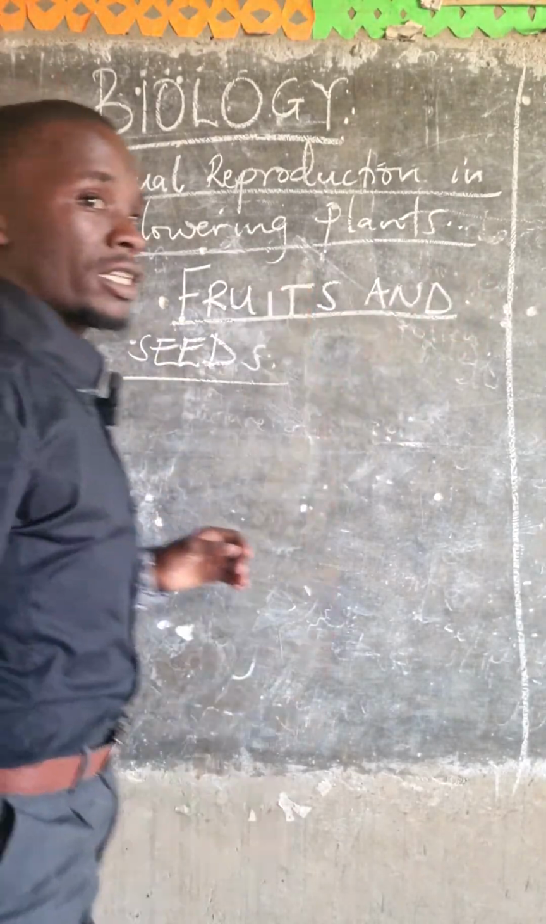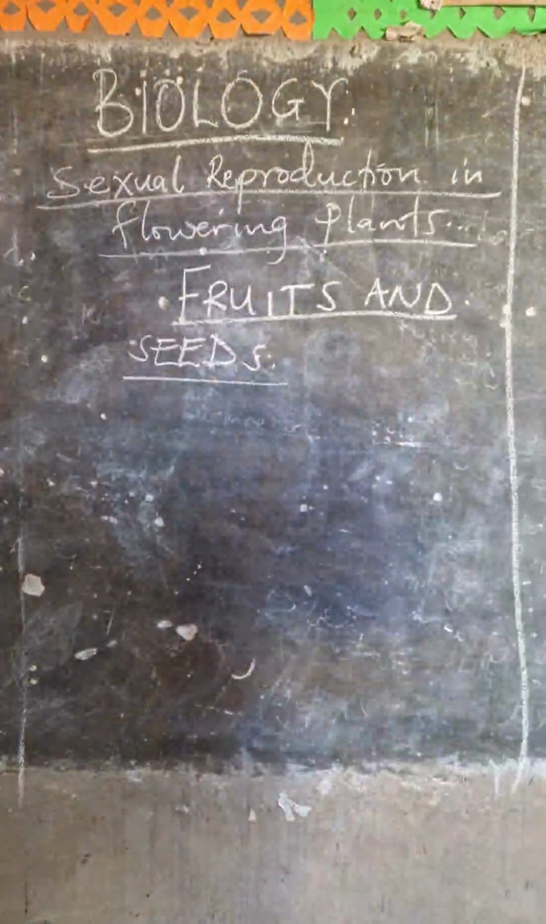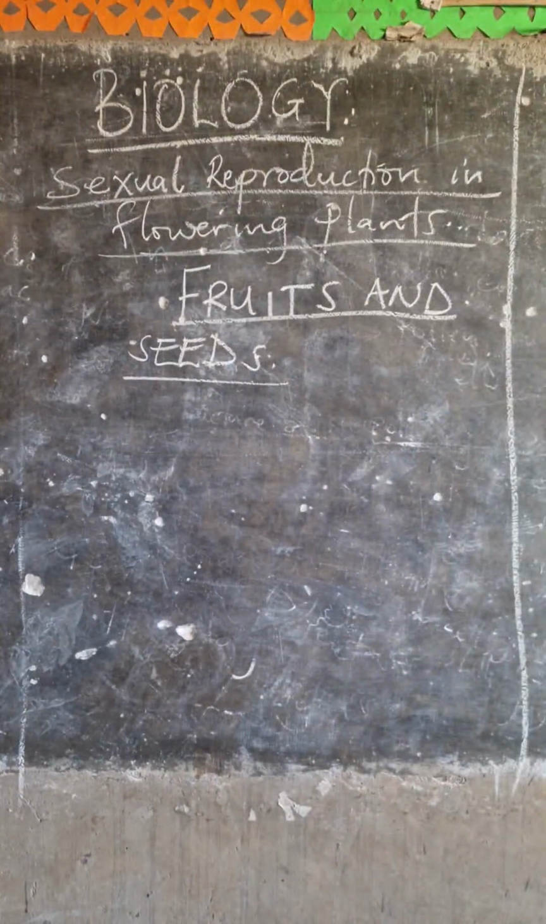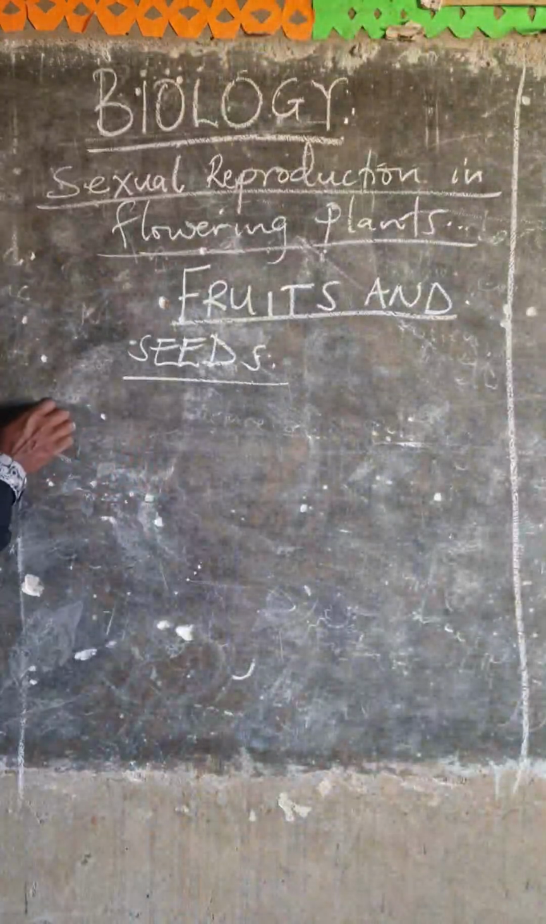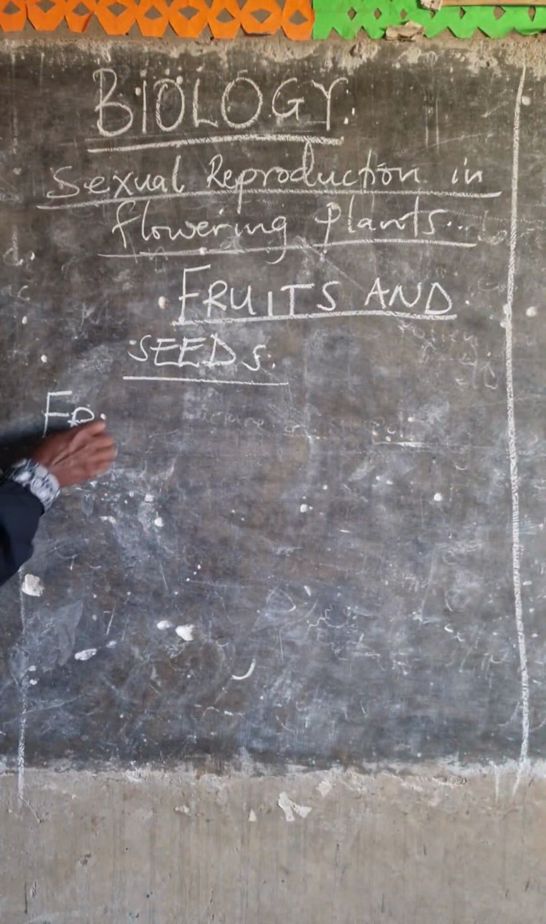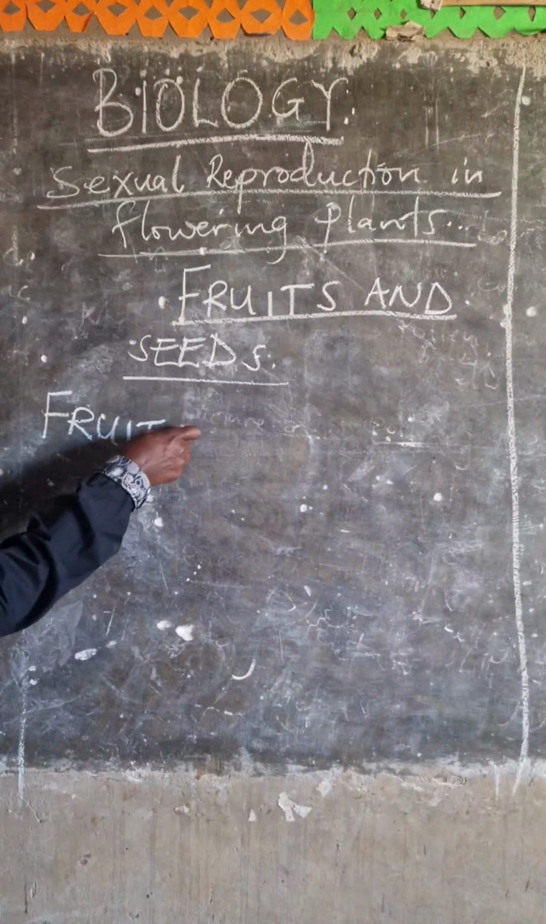Having looked at the process of fertilization in a flowering plant, I think we are ready to have a look at the fruits and seeds. We are going to basically start with the fruits right now in this video.